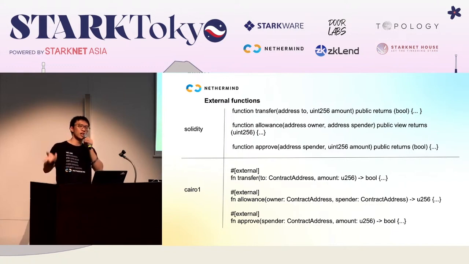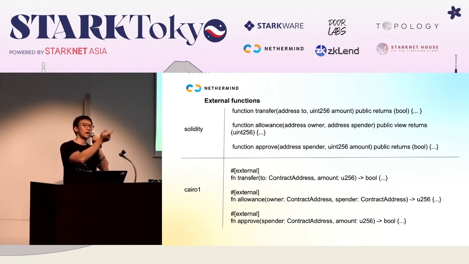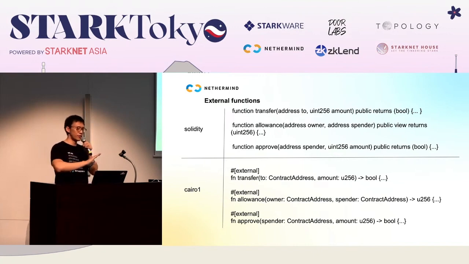External functions. External functions are functions that are state changing. That means you're trying to change something in the state. For example, if I were to transfer an ERC20 token from an address to an address, the state change will be the balance of address A will be deducted, and the balance of address B will be incremented, and so on. The same goes for allowance, approve, and so on. Again, very straightforward. You just need a macro that says external, and then this function will appear in the write contract section in a block explorer, for example, Voyager.